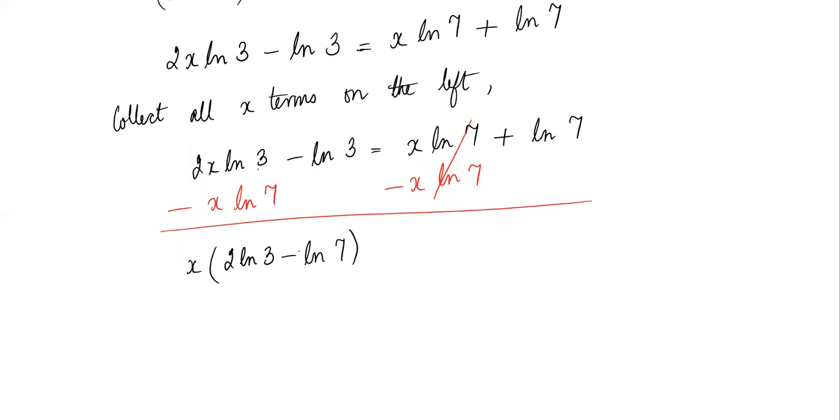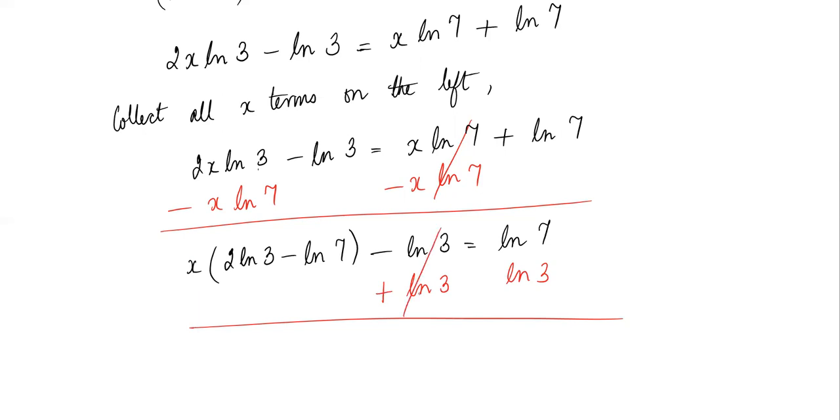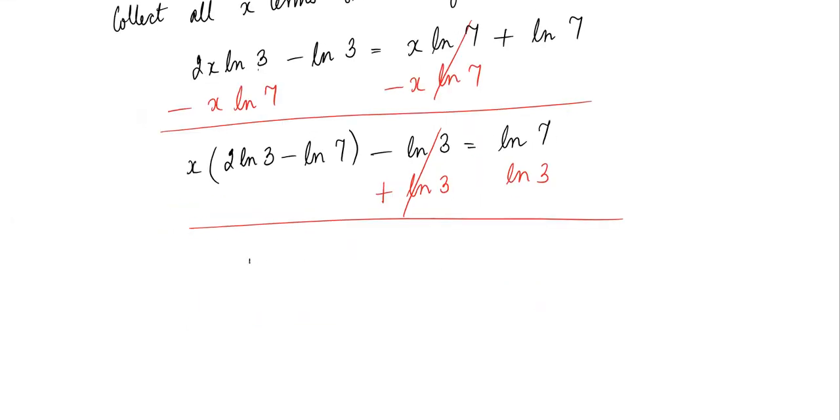If you can't see it that way, you should be able to, but if you can't, you can take it in one more step and then collect it. Minus ln 3, and on the right side, we just have ln 7. Remember, the whole idea is to get x by itself and isolate it to solve for it. So then ln 3 has to go to the other side. So we cancel it on the left. X times 2 ln 3 minus ln 7 is ln 7, there's a plus there, plus ln 3.